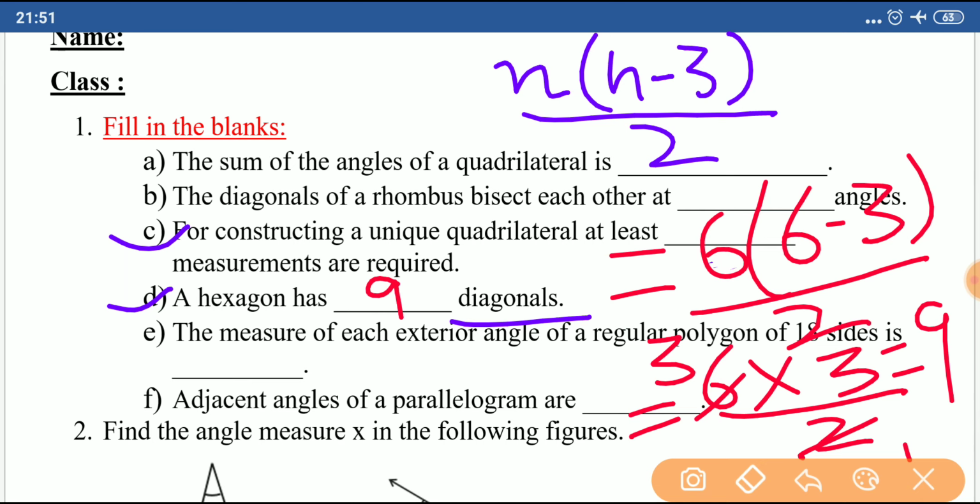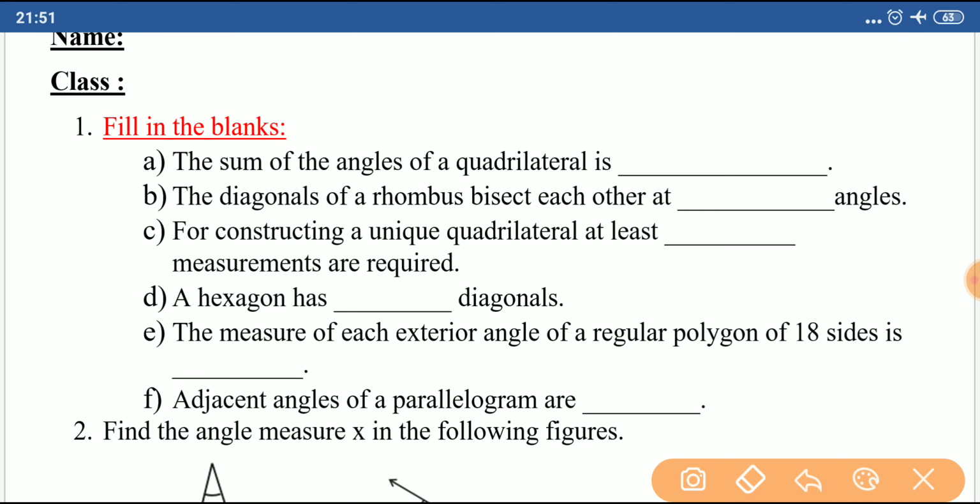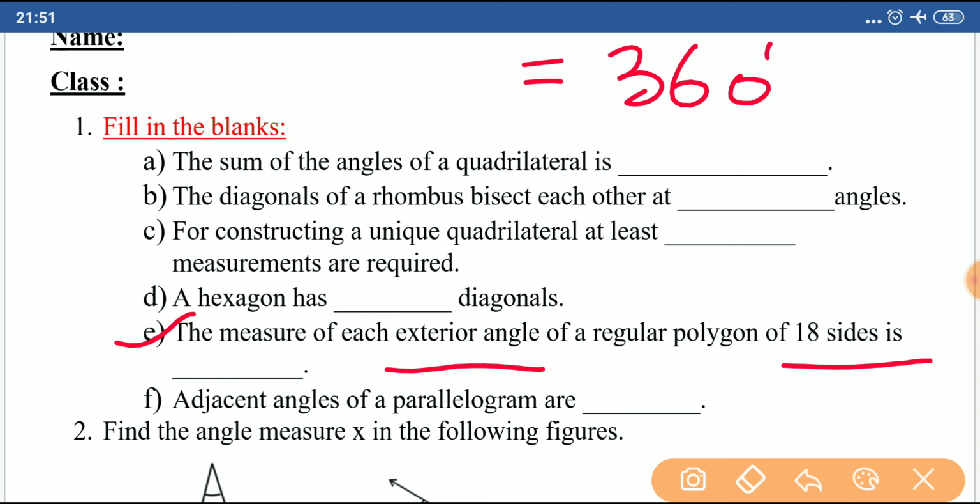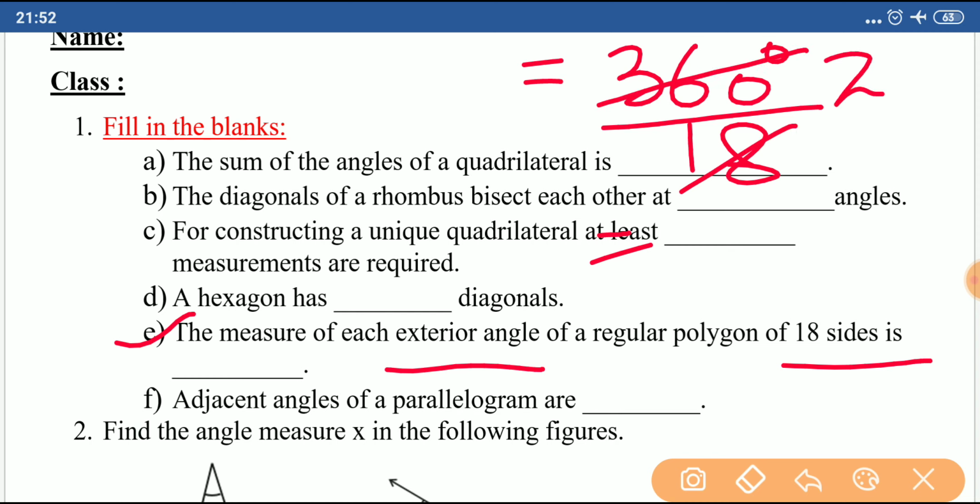Now the next, the measure of each exterior angle of a regular polygon of 18 sides is. You know the sum of all the exterior angles of any polygon is 360 degree, and the number of sides is 18, so you will divide this by 18. 18 twos are 36, so you can write 20 degree. Clear?